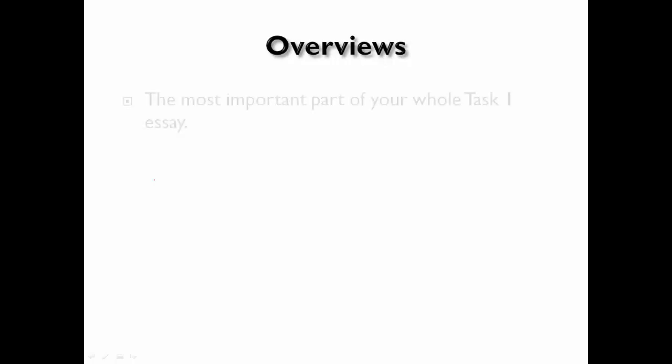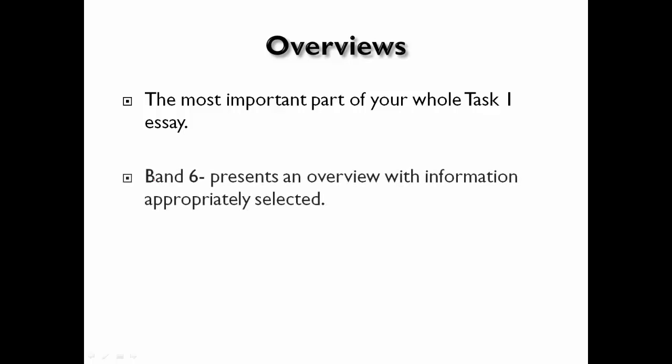So overviews. These are the most important part of your whole Task 1 essay. Why are they the most important part? Because it clearly states in the marking criteria, a Band 6 answer presents an overview with information appropriately selected. So if you don't select the correct information, you don't select the key features, you can't get above a Band 5. You'll get a Band 5.